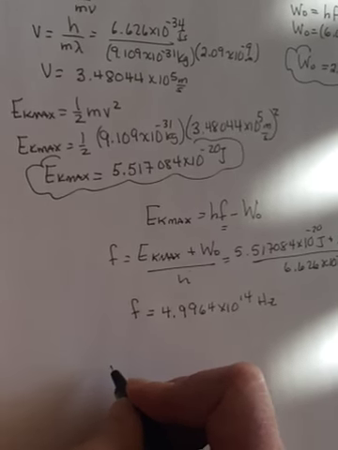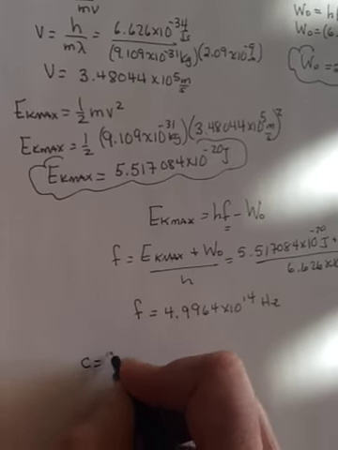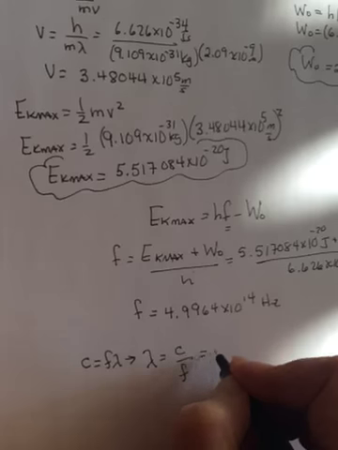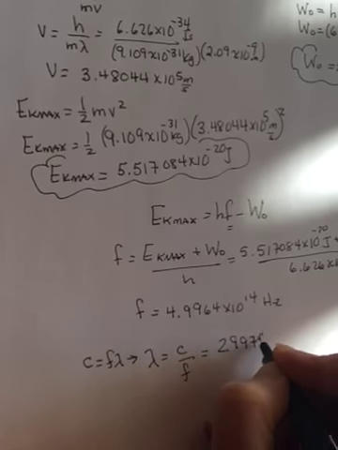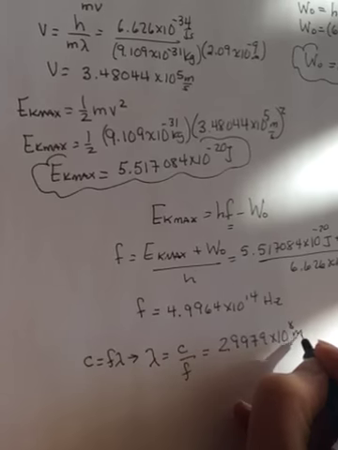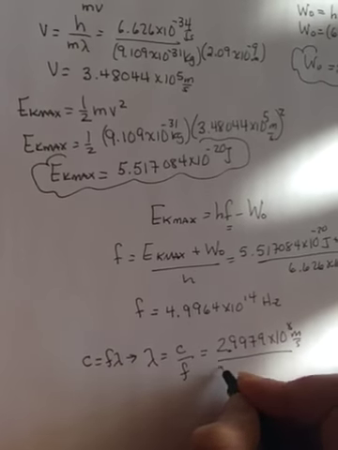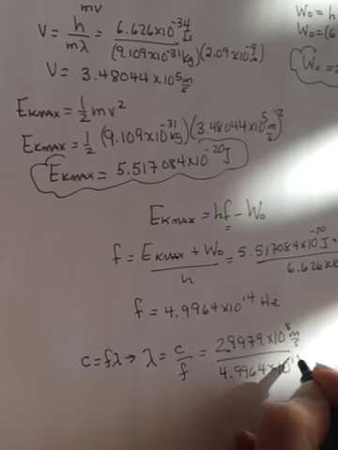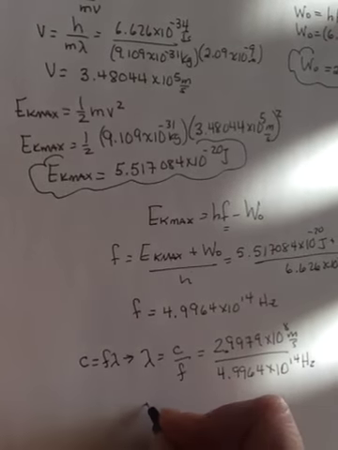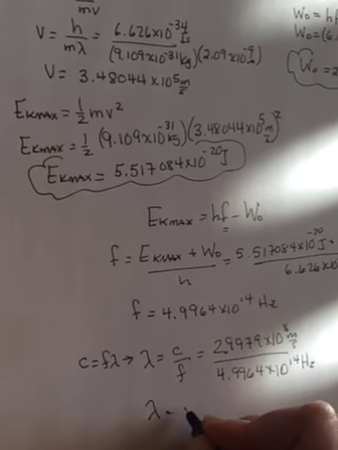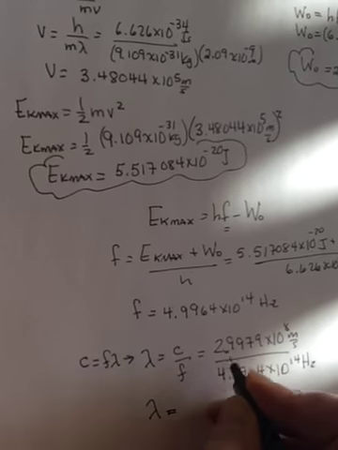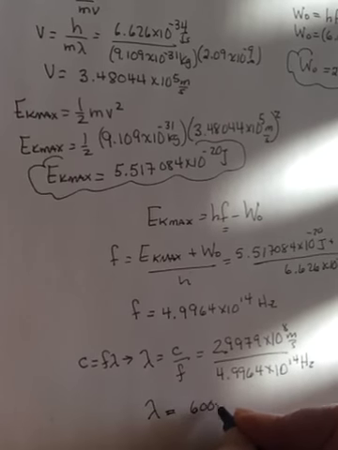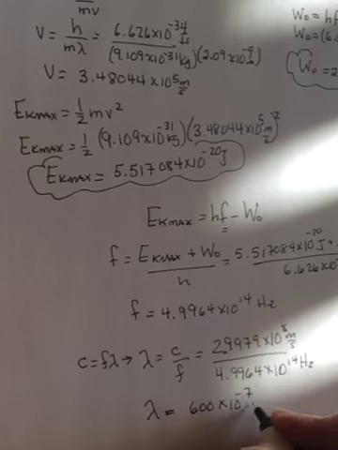But the question wants wavelength because it asks for color, so we need to find wavelength. c equals f lambda, so lambda equals c divided by f. 2.9979 times 10 to the 8th meters per second divided by our 4.9964 times 10 to the 14th hertz gives us a lambda of, works out pretty darn close, that's almost 3, this is almost 5, works out to be pretty close to 6 times 10 to the negative 7 meters.